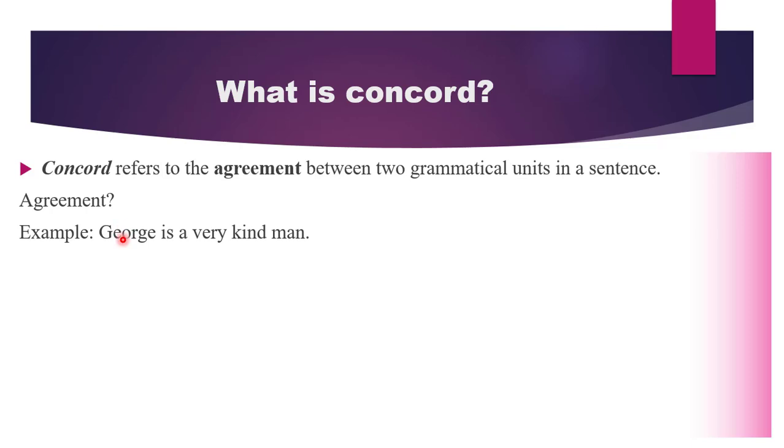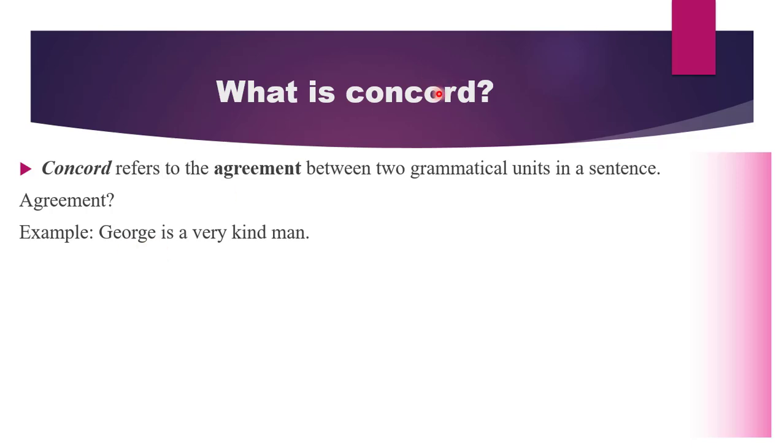Let us have this example. George is a very kind man. What is the agreement that you see in this particular sentence? Over here, George is our subject and it is a singular noun. Do you see the verb that we chose for George? We used is. Is always used for singular subjects. So in this case, George and is are in agreement because they agree in terms of number. Both of them are singular.